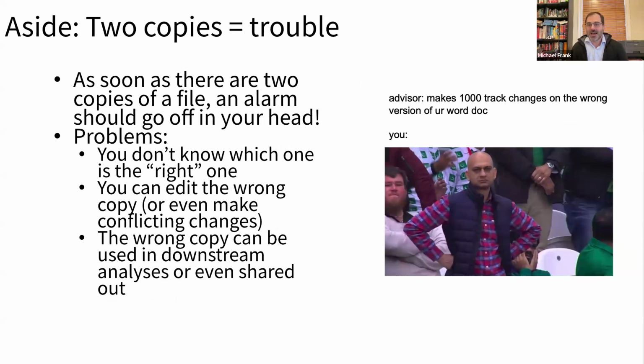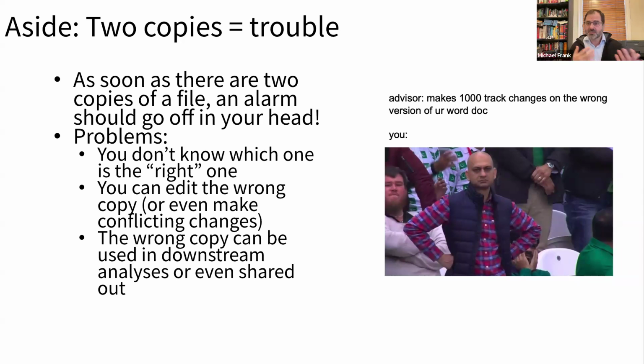Okay, so just a quick aside on cloud storage and formats. We're going to be talking more about this in a moment, but the basic principle that I want to tell you, and this may sound a little bit radical to some folks, is that two copies of any file means trouble. As soon as there are two copies of a file, whatever that file is, an alarm should go off in your head, because all of a sudden you are responsible for knowing which of those two copies is the right one.